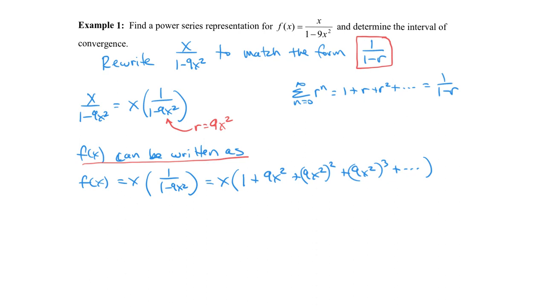Or we could do this. We can use the fact that once we have this form, we can write it in this summation form. Okay, so I could also write it this way. I could say this is equal to x times the summation from n equals 0 to infinity of r to the n, right? I'm just using this right here.